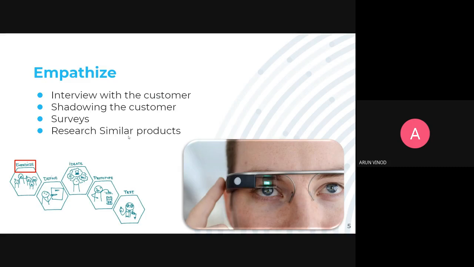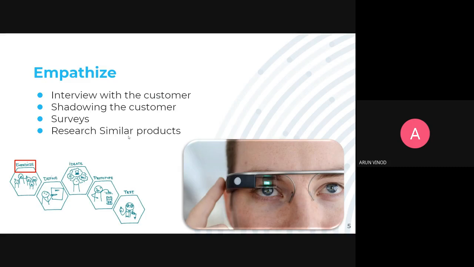The second one is shadowing the customer. Shadowing the customer means you can give them a prototype or a similar product, and then you just follow what they are doing. Following the customer, seeing what kind of work they are doing and what difficulties they are facing, you can understand, okay, these are the problems they are actually facing. So you can identify it by shadowing, and you list out the problems. That is shadowing the customer.